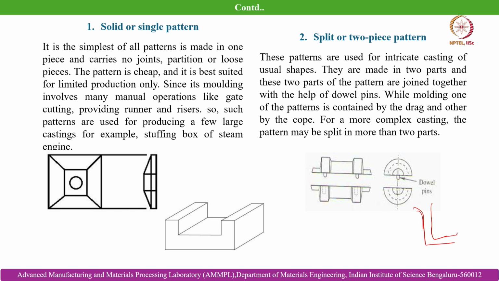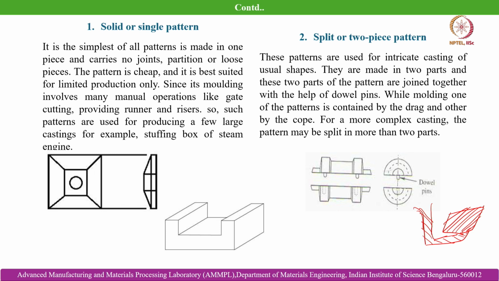For example, this is a typical pattern of the cast object that we have made. This is the only shape that we get from the pattern, but all these other sections, that is the sprue, runner, and ingate, need to be constructed within the mold cavity. That means, if you are using a sand mold, we need to create them by hand tool or some appropriate device. These are not an integral part of the pattern itself.